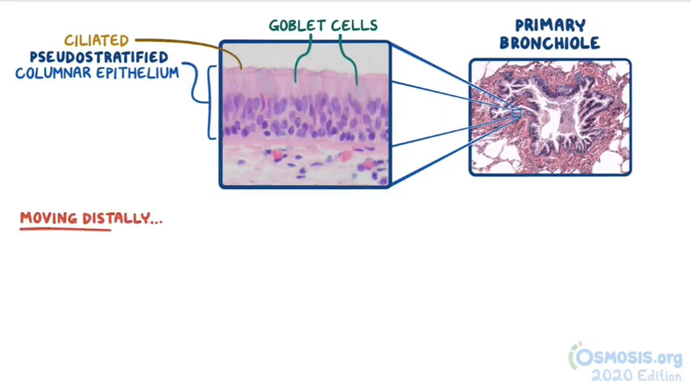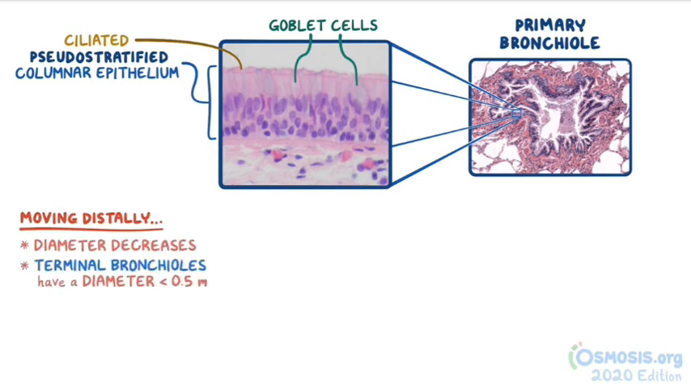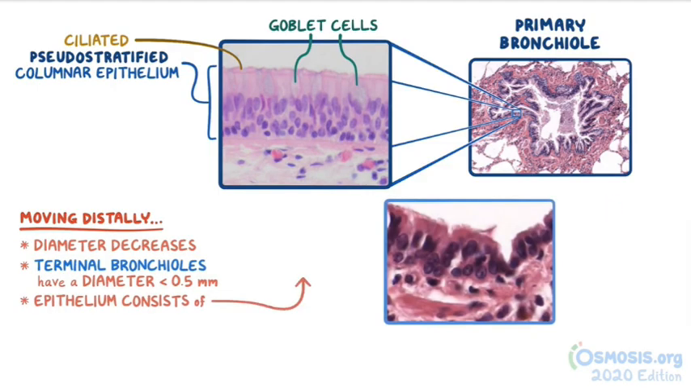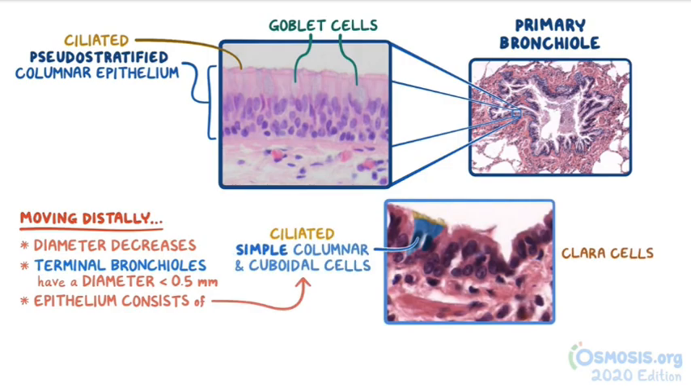Moving distally through the airways, the bronchiole's diameter gradually decreases and the terminal bronchioles will have a diameter less than 0.5 millimeters. The epithelium also transitions from ciliated pseudostratified columnar epithelium to an epithelium that consists mostly of ciliated simple columnar and cuboidal cells, with exocrine club or Clara cells instead of goblet cells. The Clara cells can be identified by their tall columnar and non-ciliated appearance, as well as their dome-shaped apical ends that contain secretory granules.